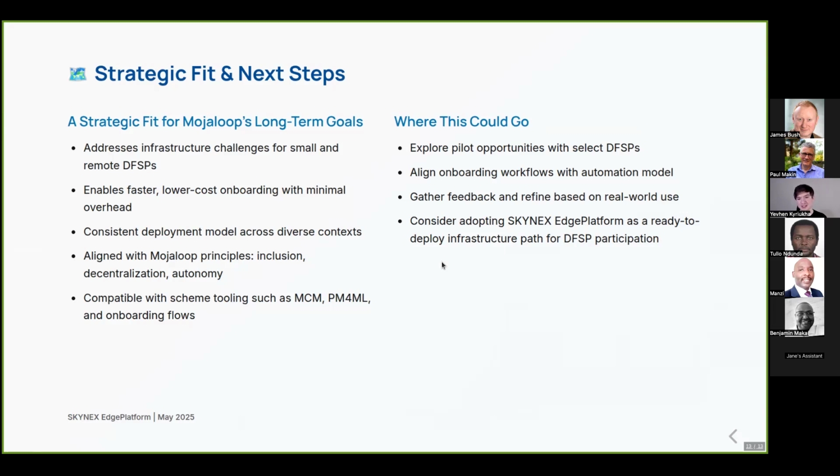So a good next step could be a small pilot, maybe 1 or 2 DFSPs, to test how well this integrates with current workloads. From there, we can adjust the design, gather feedback, and see if it could become part of Mojaloop infrastructure guidance.